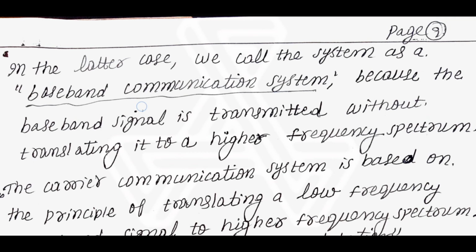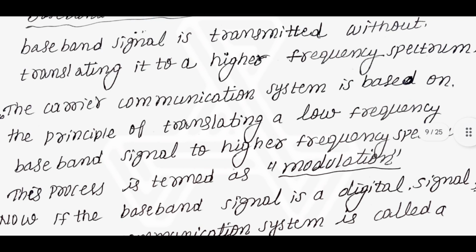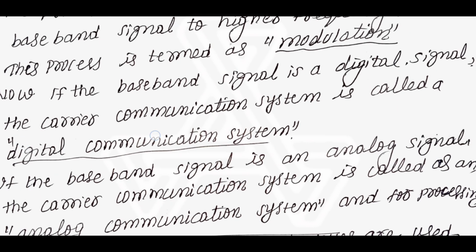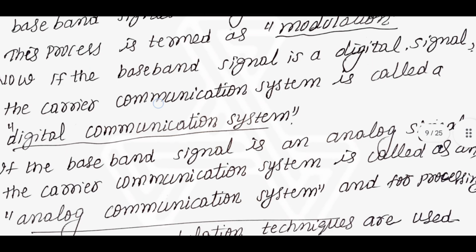It is called baseband because the signal is transmitted without translating it to a higher frequency spectrum. The carrier communication system is based on the principle of translating a low frequency baseband signal to a higher frequency spectrum. This process is termed modulation. If the baseband signal is a digital signal, the carrier communication system is called a digital communication system. If the baseband signal is an analog signal, the carrier communication system is called an analog communication system.